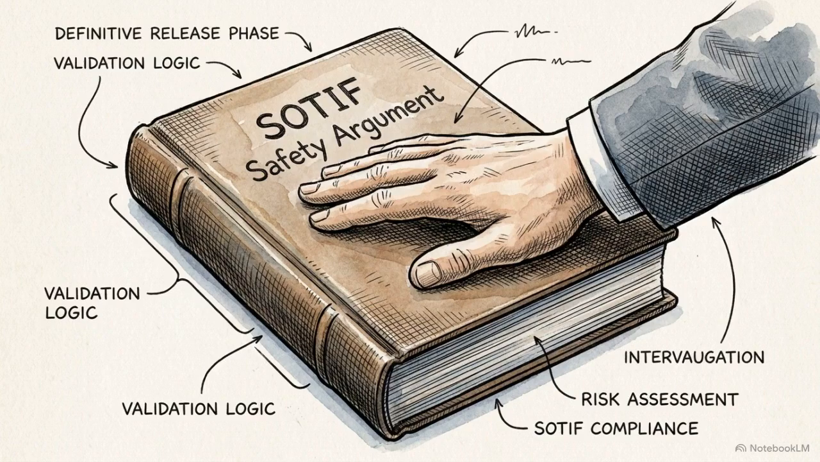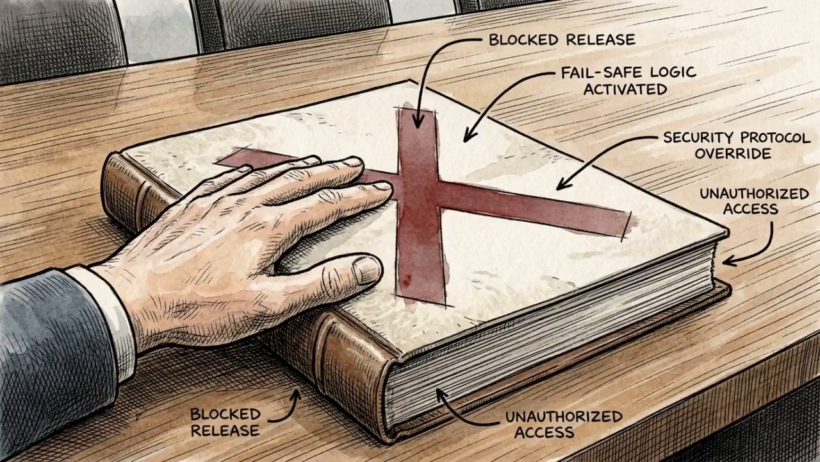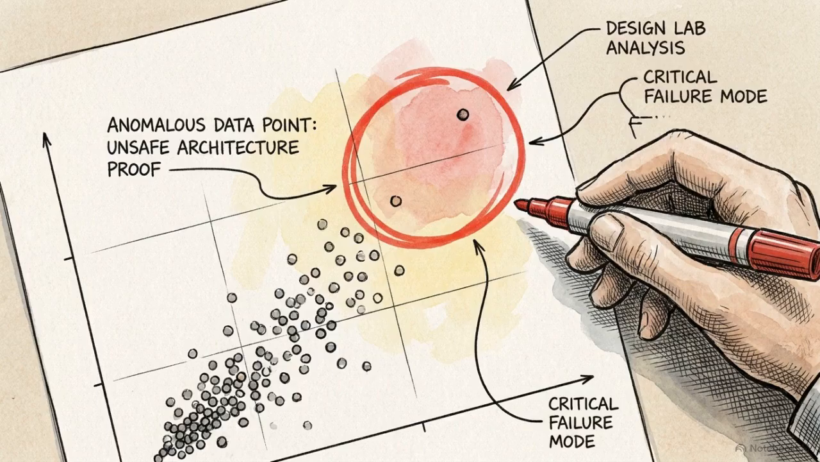The final path is the release phase. This serves as a definitive failsafe. If the overall safety argument is found to be insufficient during final review, the release is blocked, and the system is sent back for further engineering. These entry triggers provide technical proof that the current architecture is unsafe, compelling the engineering team to intervene.